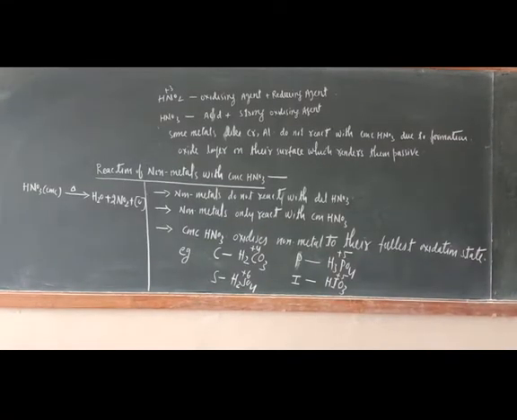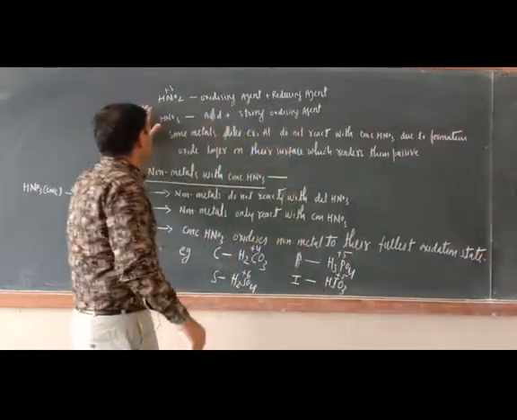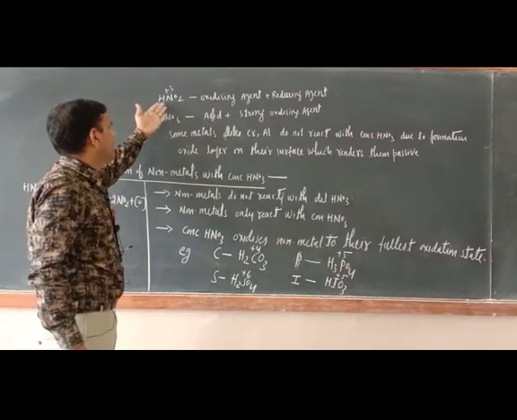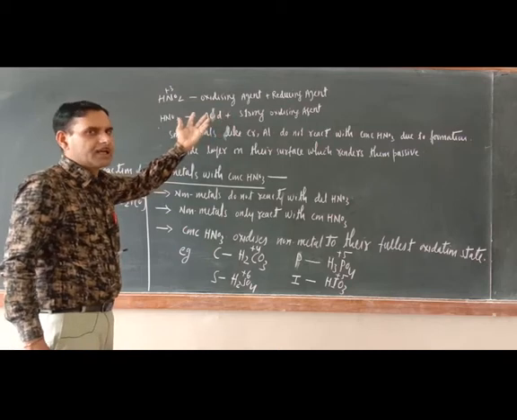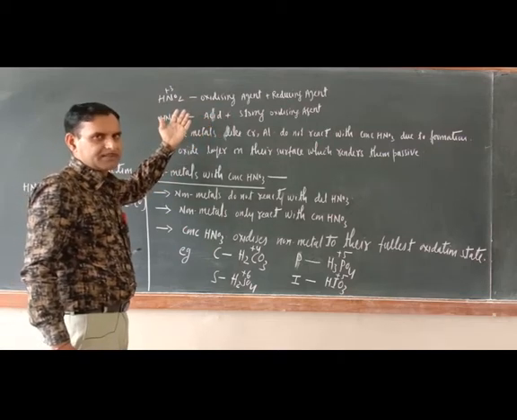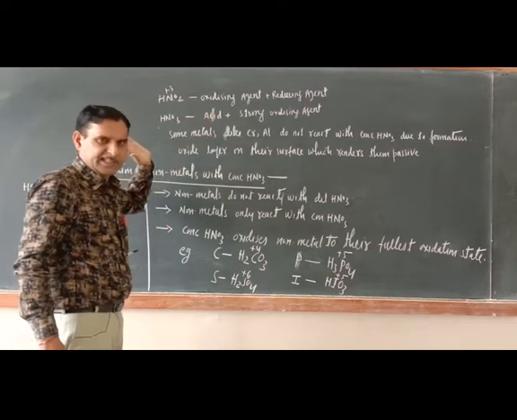So dear cadets, now we are heading towards the last part of today's video. Let us note some information. Already I explained this one: HNO2 is an oxidizing agent plus reducing agent. Why? In one of the day videos I have explained this one. HNO3 is an acid plus a strong oxidizing agent.